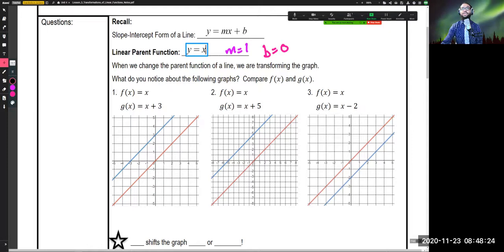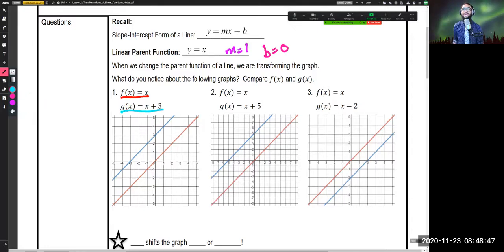So let's look at number 1. Number 1 says f of x equals x. That's going to be this equation in red. And here I'll underline it in red so you all can make that connection a little easier. So this is going to be in red. And this is going to be in blue.